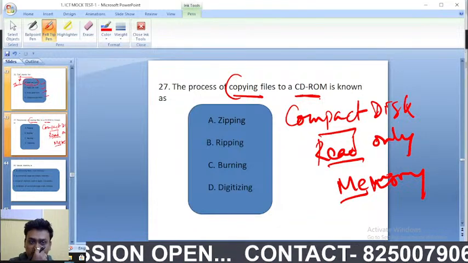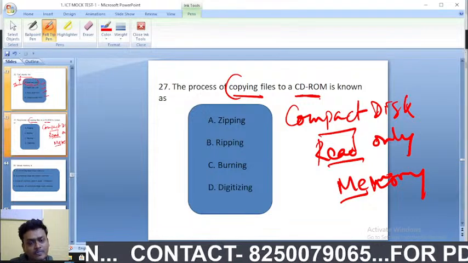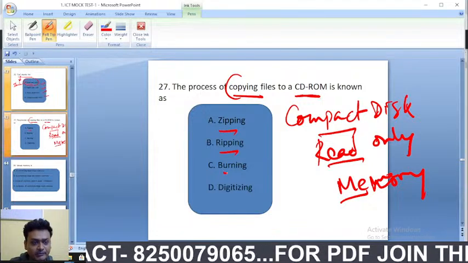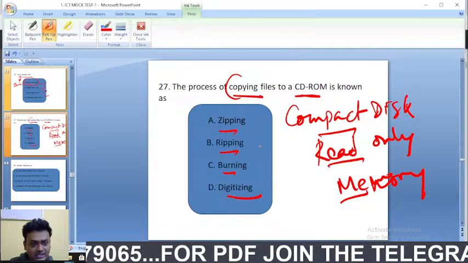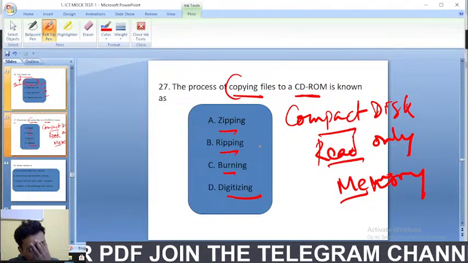The process of copying files to a CD-ROM is known as zipping, ripping, burning, digitizing. What would be the right answer here? Question number 27.